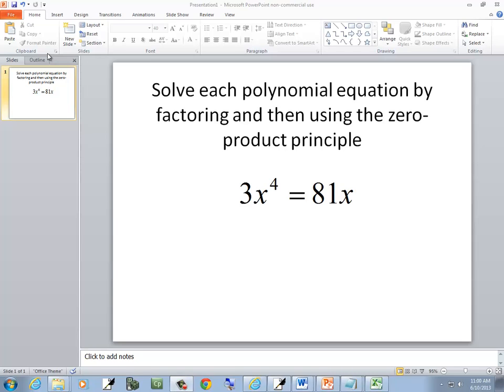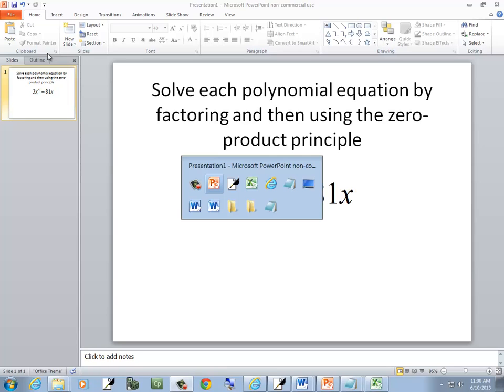Let's take a look at this problem. We want to solve each polynomial equation by factoring and then using the zero product principle. That's the same as the zero factor property, just a different name for it.